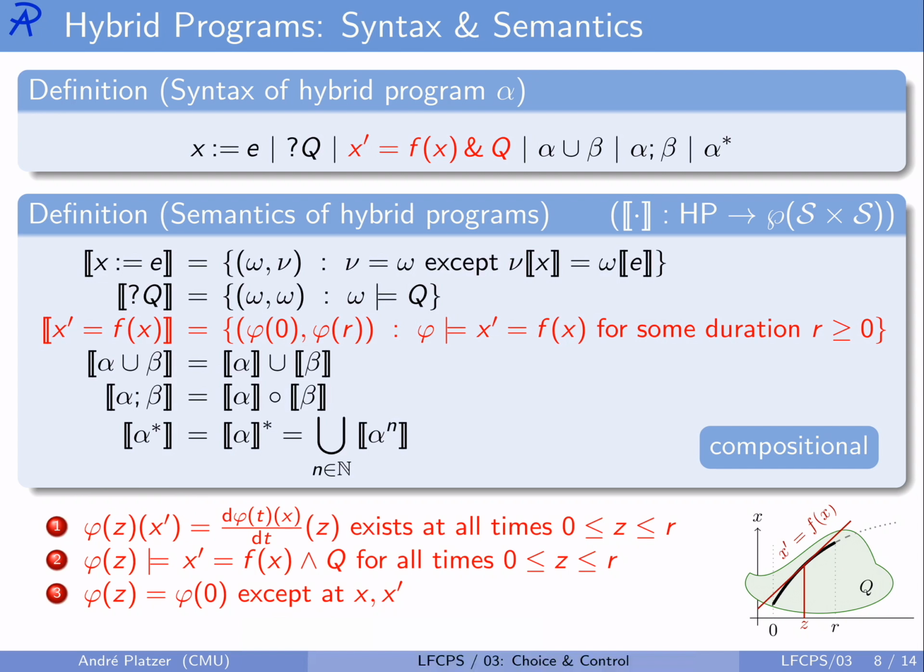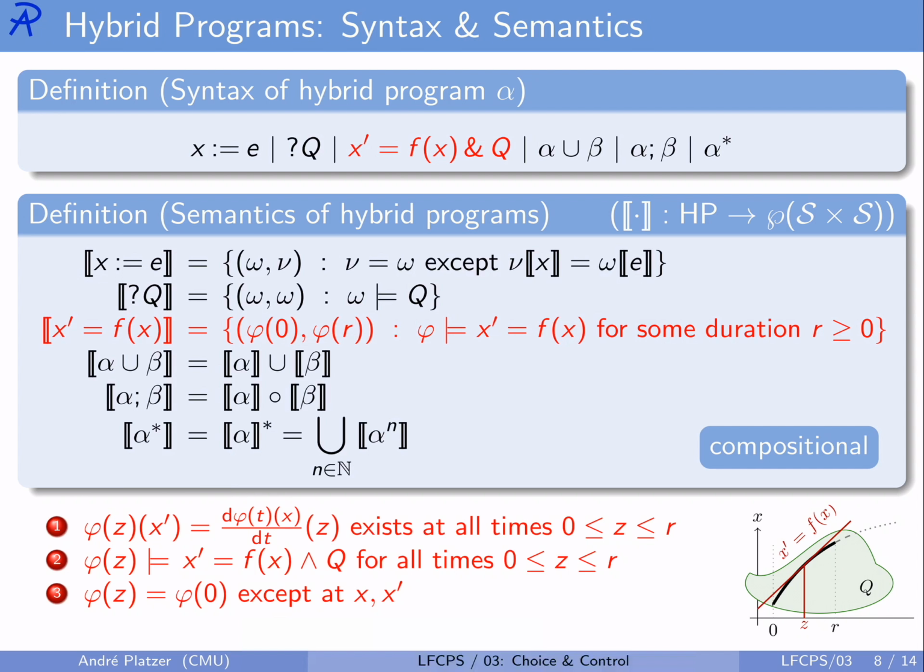In other words, if we plug in the time derivative for x prime, then x prime equals f of x should be met at every point in time, and the evolution domain constraint should be satisfied at every point in time. And the state isn't changing in any other way. That means at any moment in time, the state agrees with the initial state, except, of course, for the value of the x variable, which is changing by the differential equation, and the value of the x prime variable, which is implicitly changing with the differential equation.